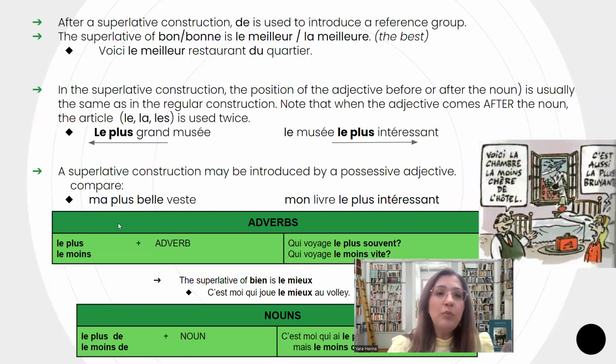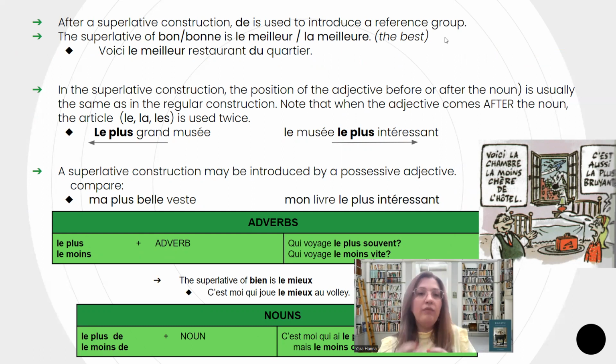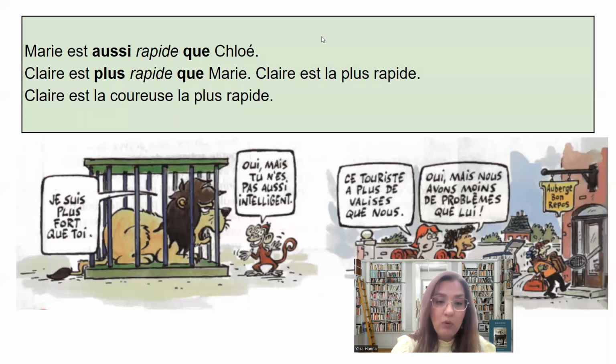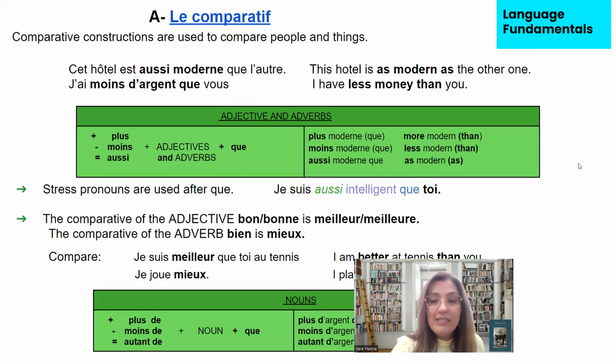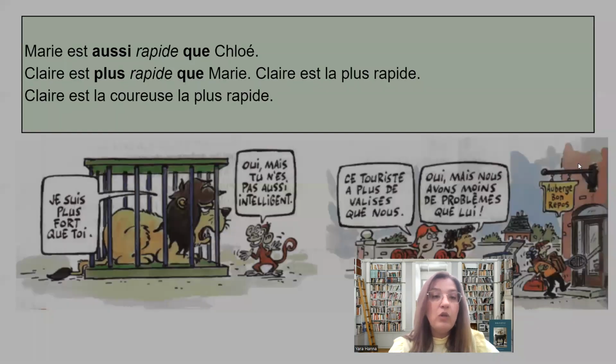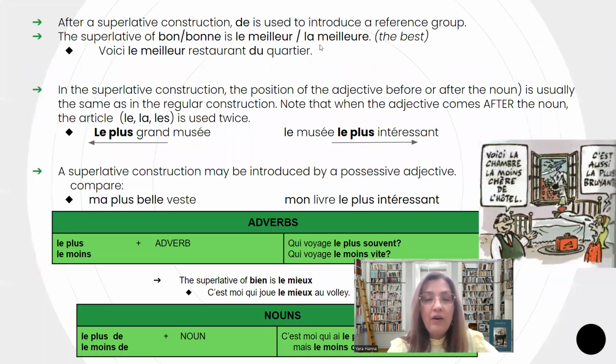Okay, after a superlative construction, de is used to introduce a reference group. So the group that you are comparing the one item to, a reference group. So the superlative of bon and bonne is le meilleur or la meilleure. What was the comparative of bon and bonne? It was meilleur, or meilleure in the feminine, but the superlative is le meilleur or la meilleure, the best. Voici le meilleur restaurant du quartier. Here is the best restaurant in the neighborhood.